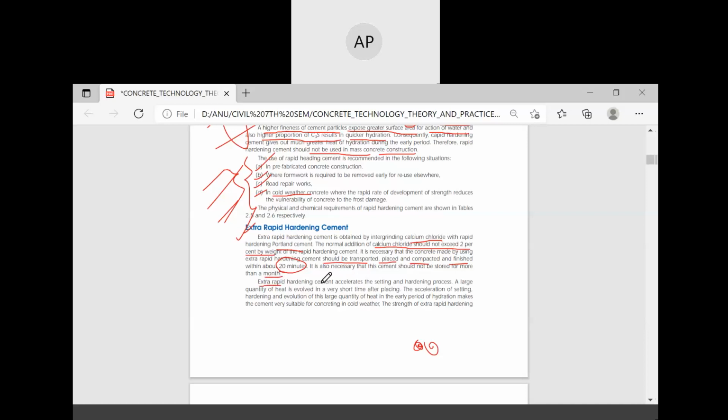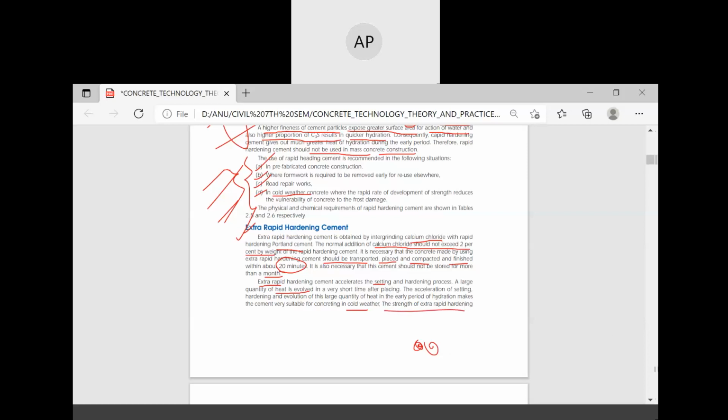Extra rapid hardening cement accelerates the setting time and hardening process. A large quantity of heat is evolved in a very short time. This type of cement is suitable for cold weather, as I have told you, in places like Himachal Pradesh, Jammu, cold places.